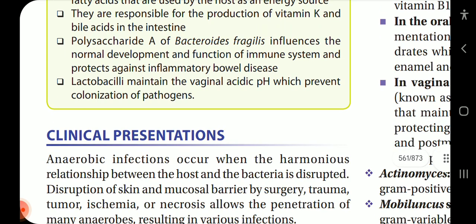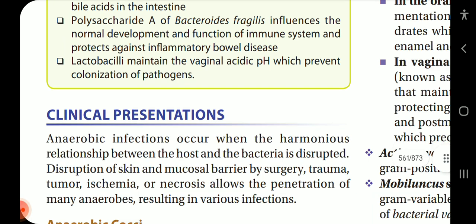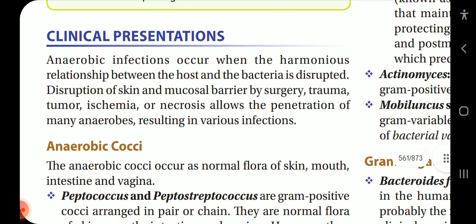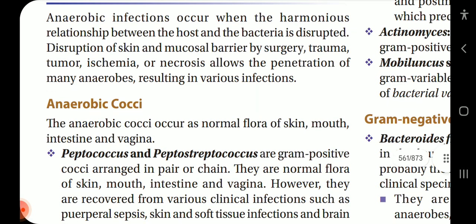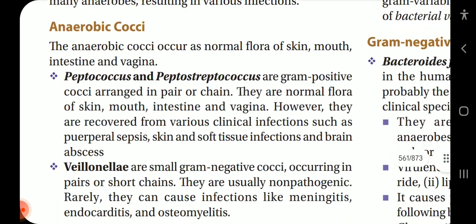Polysaccharide A of Bacteroides fragilis influences the normal development and function of the immune system and protects against inflammatory bowel disease. Lactobacilli maintain the vaginal acidic pH, which prevents colonization of pathogens. Clinical presentations. Anaerobic infections occur when the harmonious relationship between the host and the bacteria is disrupted. Disruption of the skin and mucosal barrier by surgery, trauma, tumor, ischemia, or necrosis allows the penetration of many anaerobes, resulting in various infections.